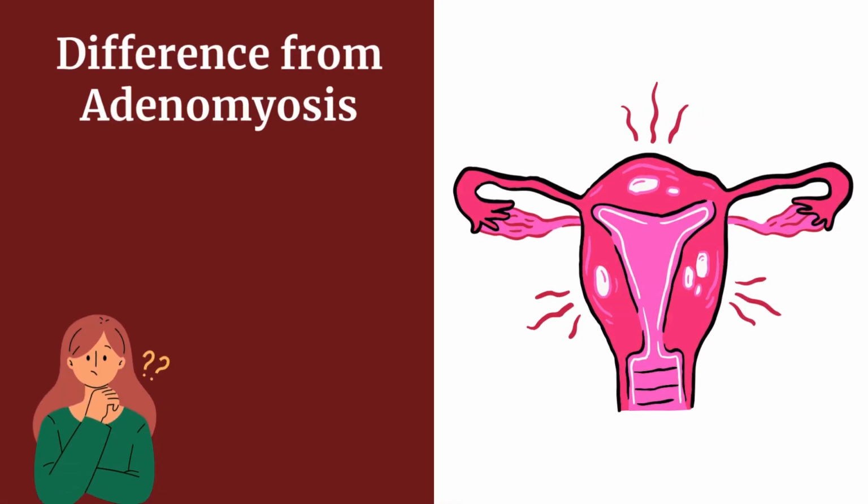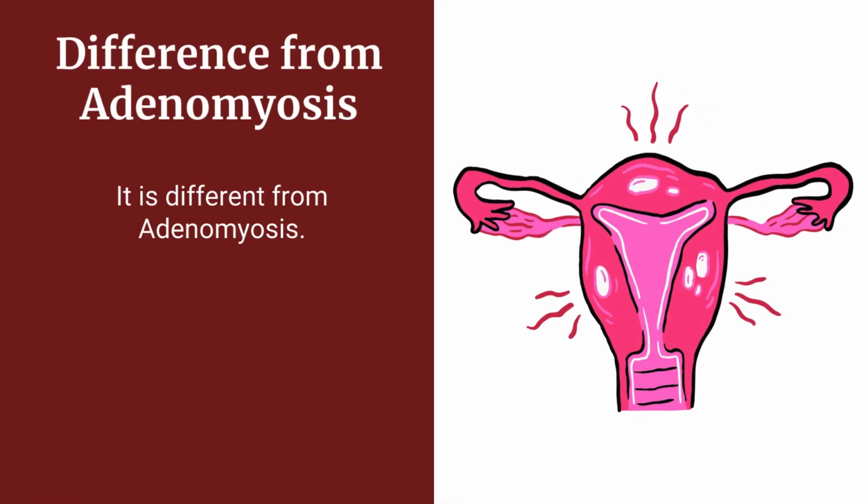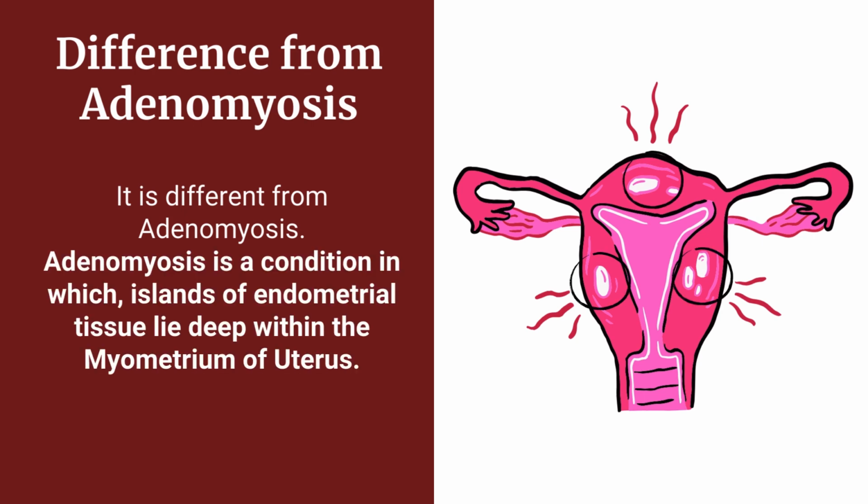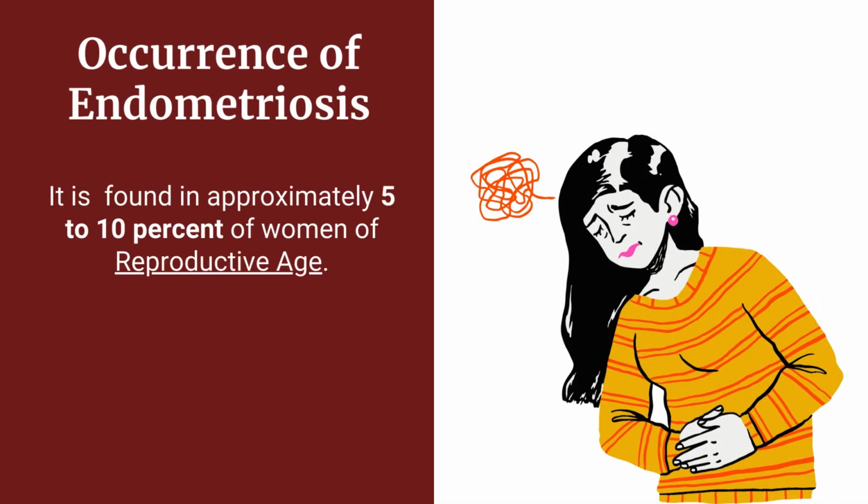How is it different from adenomyosis? It is different from adenomyosis, as adenomyosis is a condition in which islands of endometrial tissue lie deep within the myometrium of uterus. Occurrence of endometriosis. It is found in approximately 5 to 10% of women of reproductive age.